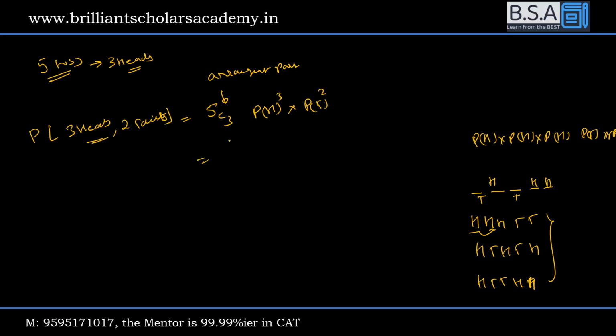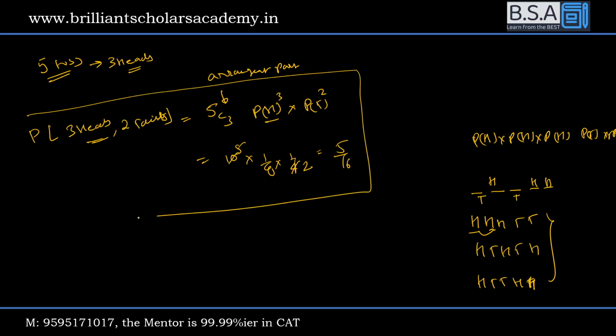So let me complete the calculation for you. How much is 5C3? It is 10. 5C3 is as good as 5C2, 10. What is heads? 1 by 2 cube, 1 by 8. What is tails? 1 by 2 square, 1 by 4. 2 cancelled 5 times, so 5 by 16. I call this repetitive probability. I'm performing the same thing again and again. A lot of books call it binomial probability.